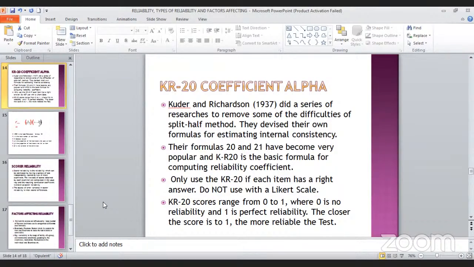So the Kuder-Richardson formulas 20 and 21 have become very popular, but Kuder-Richardson formula 20 is a basic formula for computing the reliability coefficient. There are some underlying assumptions to use. That means the Kuder-Richardson formula is used when each item has a right answer. We cannot use it with scales like Likert scales. That means it can be used with aptitude tests, power tests, etc. But we cannot use it with attitude tests or personality or interest scales.